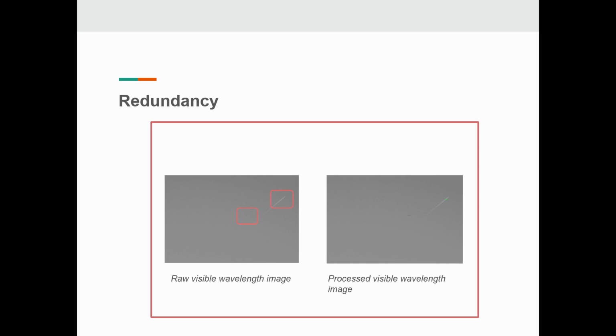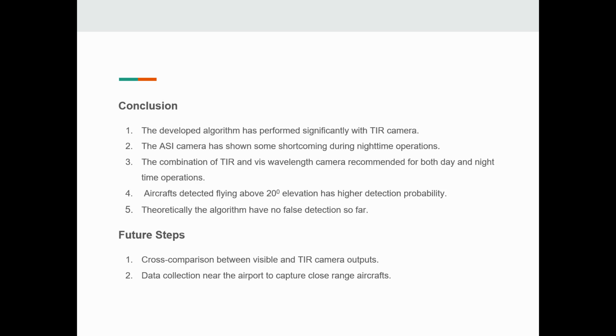So one camera, the IR camera, detected the nearby aircraft, whereas the visible camera only detected the far aircraft. So we can say that if we use the combination of the two, it can provide very good coverage of the sky. In conclusion, the algorithm works really well for the thermal infrared. The IR camera has some shortcomings, but the combination of both can provide very good coverage for both day and nighttime operations.